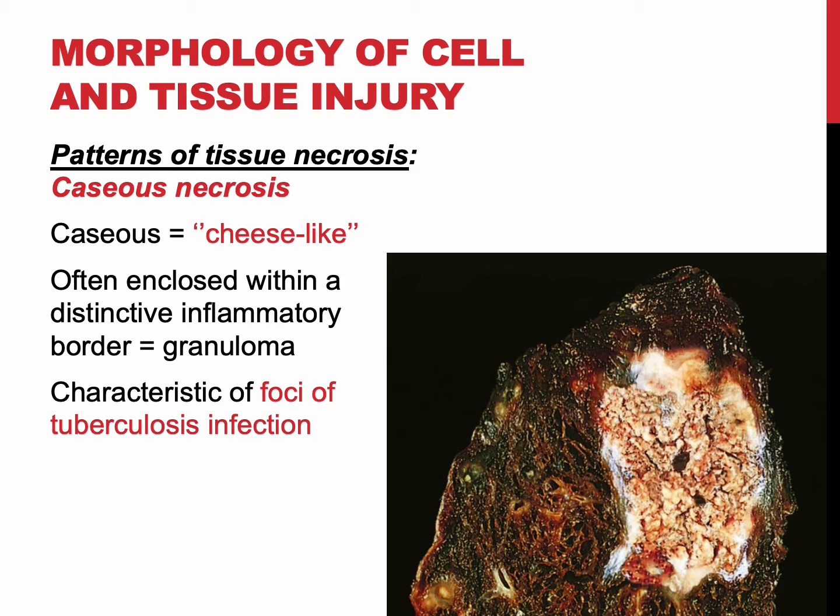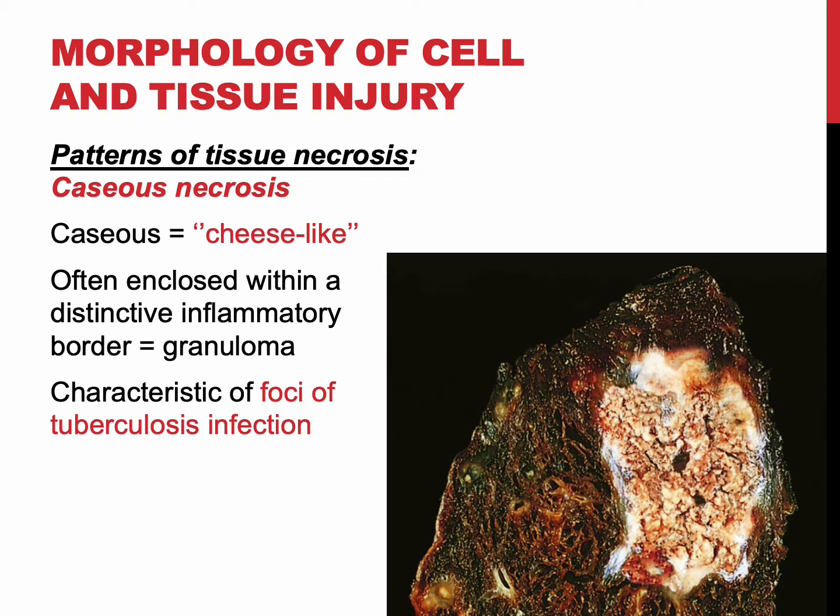Another type of necrosis that we also talk about is caseous necrosis. Caseous means it's a cheese-like type of necrosis. So you think about a nice piece of blue cheese, and that's what it would look like. So you can see here this area of the lung has been affected by caseous necrosis. Often it's associated with granuloma.